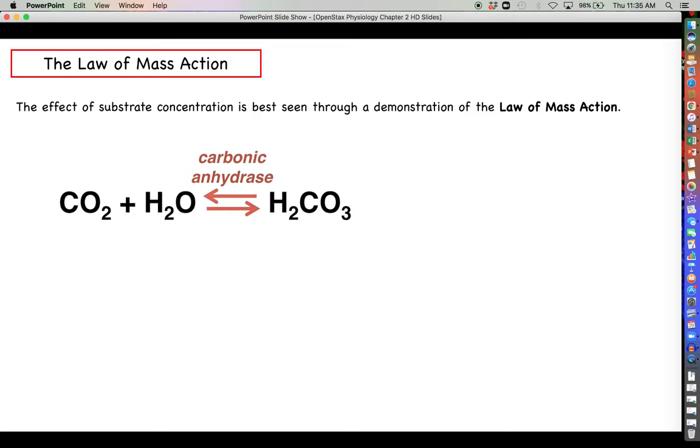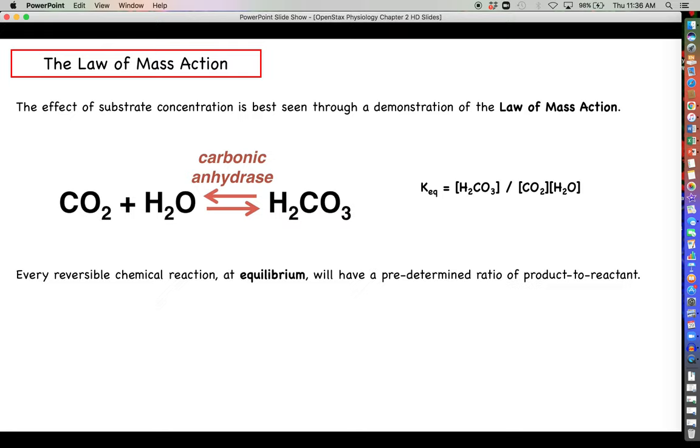So if you look at this reaction, we've got carbon dioxide, which is produced during cellular respiration. We've got water, which is everywhere, obviously. If these two reactants are together in the presence of carbonic anhydrase, it will convert that into the product of carbonic acid, right? And the double arrows here are meant to signify that the reaction is reversible. So once we've formed carbonic acid, we can actually treat that as the substrate and then reform the products, carbon dioxide and water. So this reaction goes both ways.